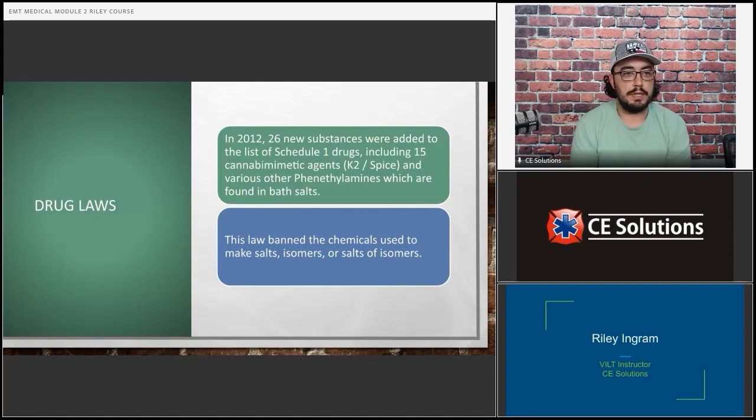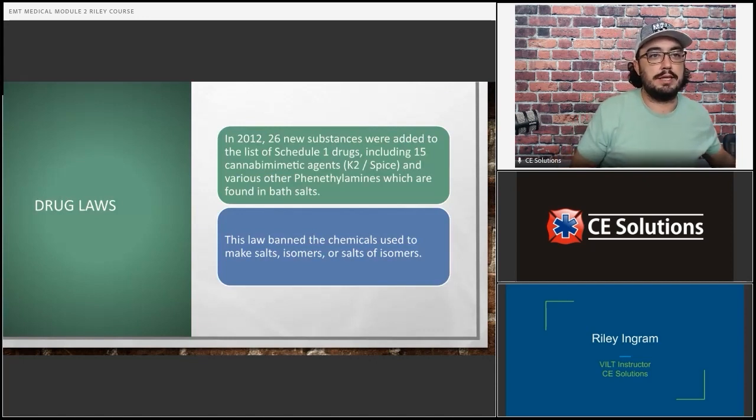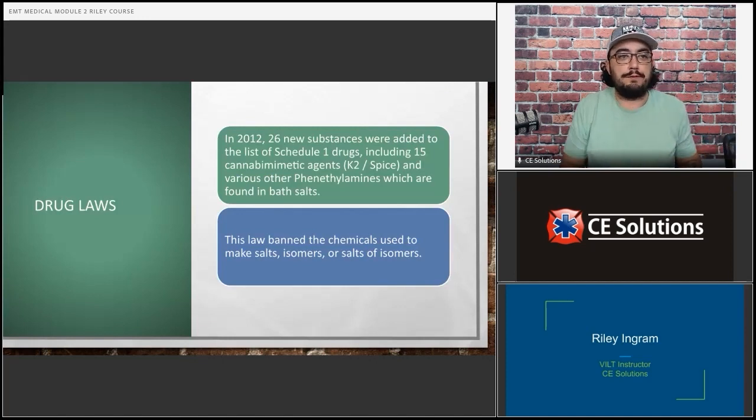Drug laws. In 2012, 26 new substances were added to the list of Schedule 1 drugs, including 15 cannabimimetic agents like K2 and spice, like I talked about, and various other phenethylamines, which are found in bath salts. This law banned the chemical used to make salts, isomers, or salts of isomers.